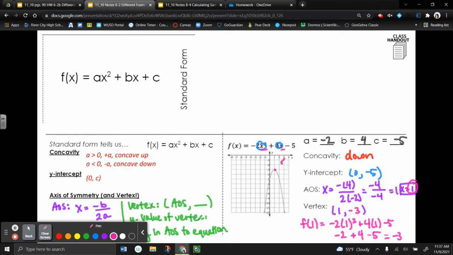So there's the vertex. Our y-intercept is 0, negative 5, and we can see our axis of symmetry is x equals 1.